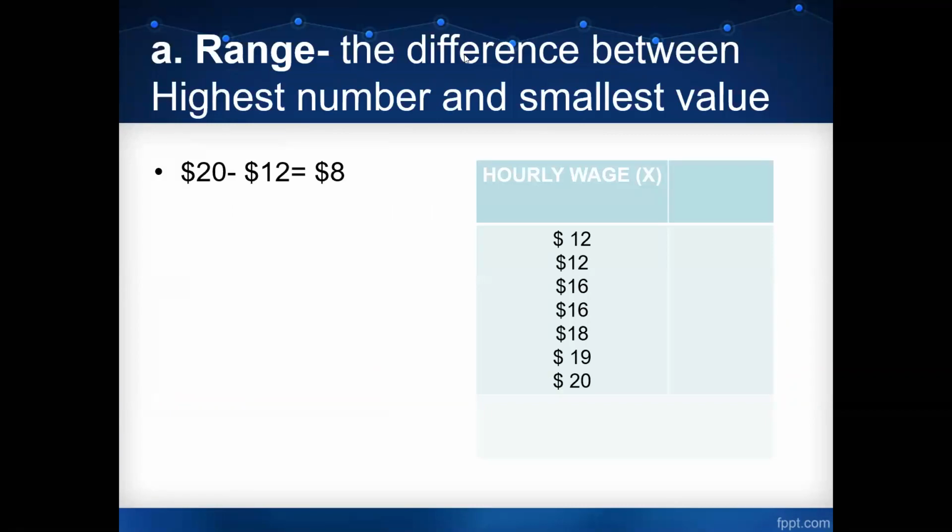For the range, this is the difference between the highest number and the smallest value. This is only elementary statistics, okay?